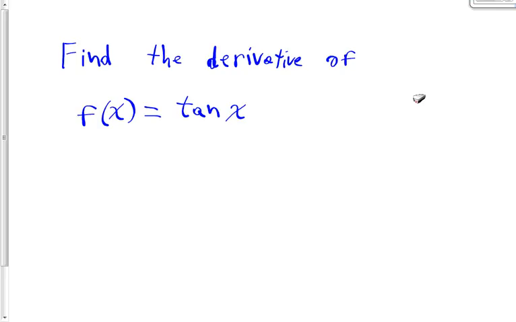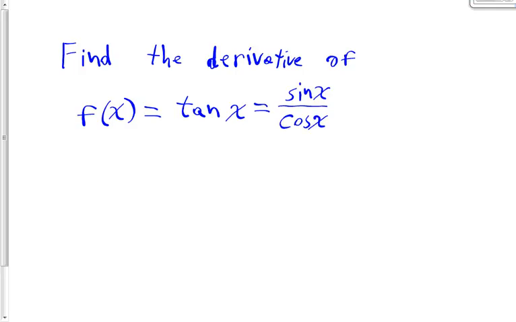Okay, let's take a look at the derivative of the tangent of x. So let's say our function is the tangent of x and we want to find the derivative. Well, with the sine of x, we went through the limit definition. But for the tangent of x, we can actually use the fact that the tangent of x is equal to the sine of x divided by the cosine of x.